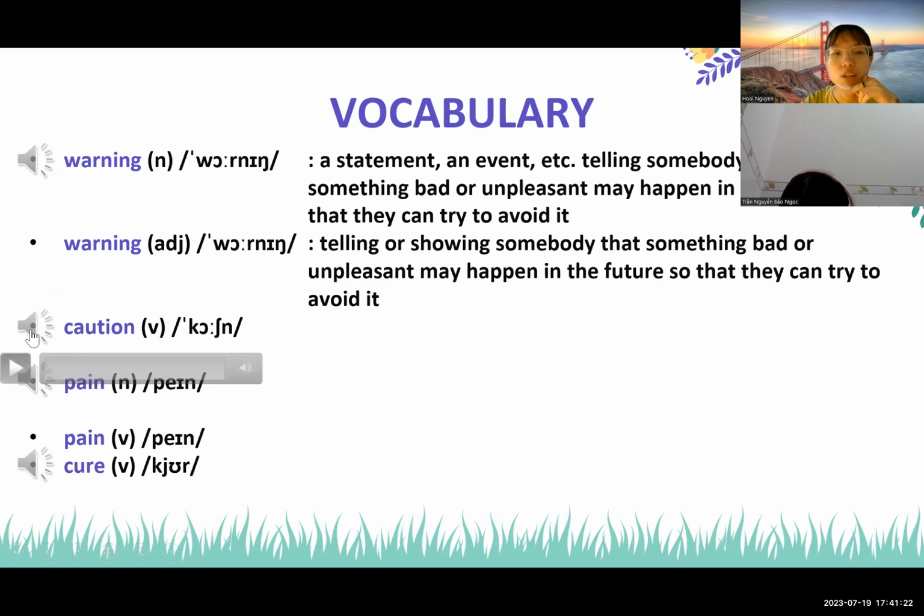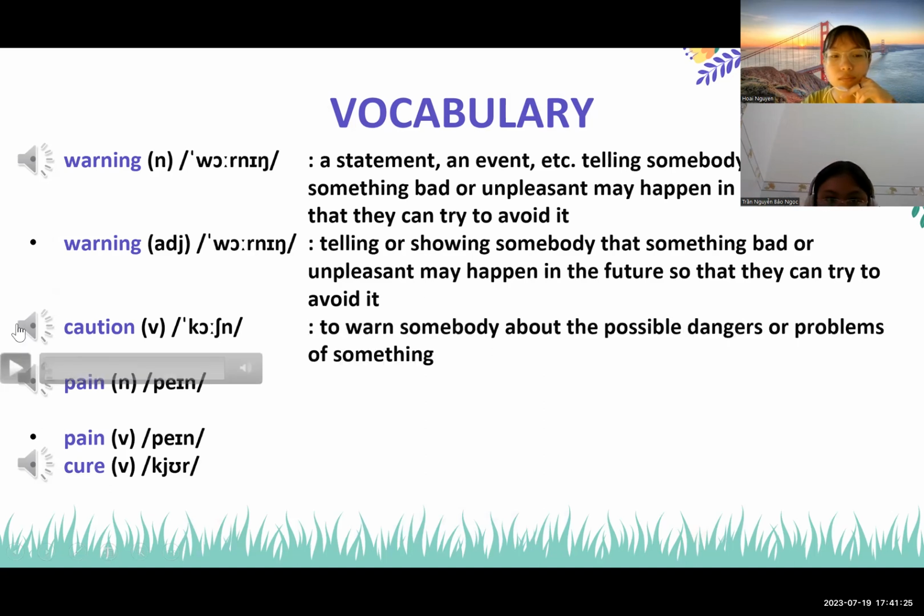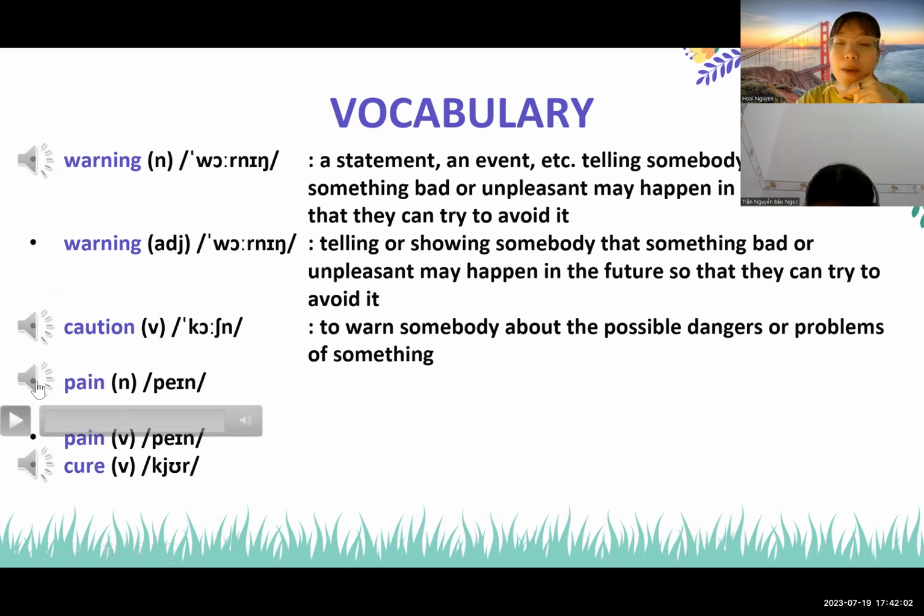Okay, so next we have caution. Caution means to warn somebody about possible dangers or problems at some point. For example, Bảo Ngọc, I have to caution you that you need to use your knives carefully to avoid bleeding. Okay? Rồi, caution tức là cảnh báo ai đó làm gì. Ví dụ như cô bảo là con phải cẩn thận khi dùng dao đấy. Tại vì nếu mà không dùng cẩn thận thì con sẽ bị chảy máu đúng không? Bị cắt vào tay.